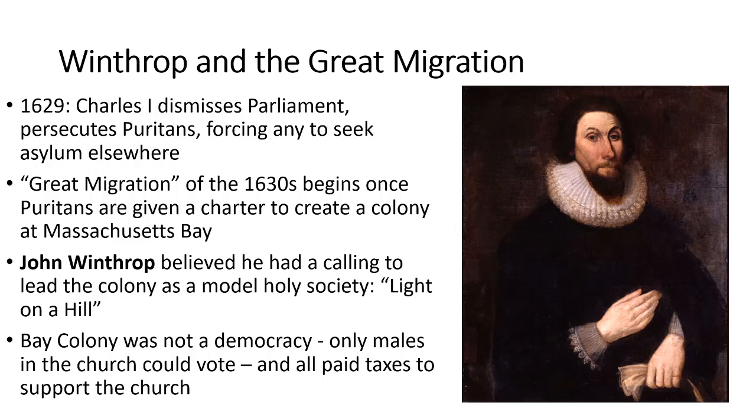With this happening, a lot of Puritans decided they would rather go somewhere else. And so the Great Migration of the 1630s began when the Puritans were given a charter to create a colony at Massachusetts Bay in America. This Great Migration brought over tens of thousands of Puritans, and they were led by men like John Winthrop and Cotton Mather. John Winthrop, on his way over, gave a speech called the Model Christian Society, and in it he said that they were going to be a city on a hill.